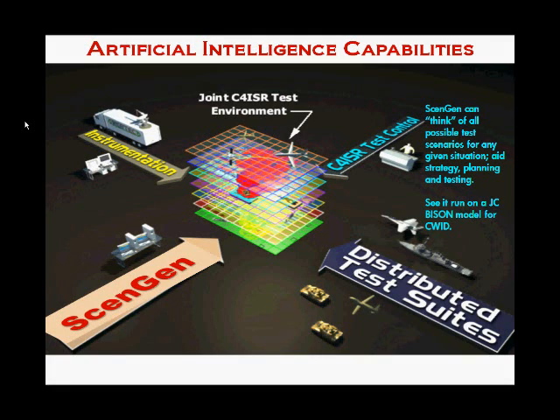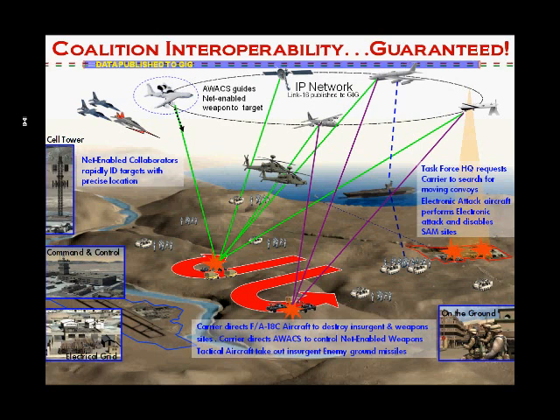ScenGen is a new artificial intelligence-based capability that allows us to think of all possible scenarios for a given situation. In a war theater environment, there are many disparate systems and technologies that have been developed separately, yet need to work in an integrated fashion. It's difficult to predict and test all possible combinations of interactions.